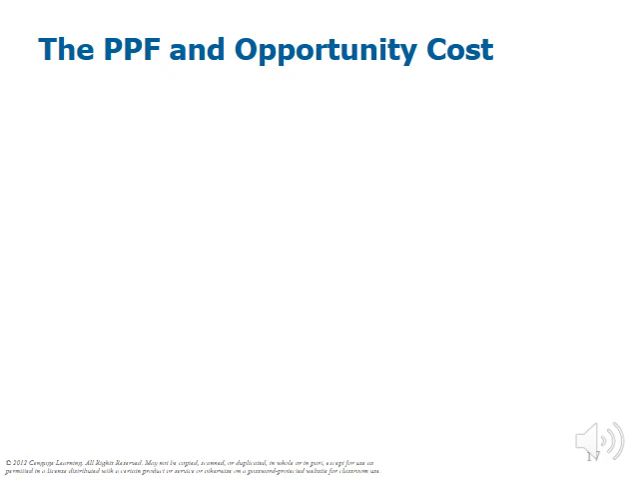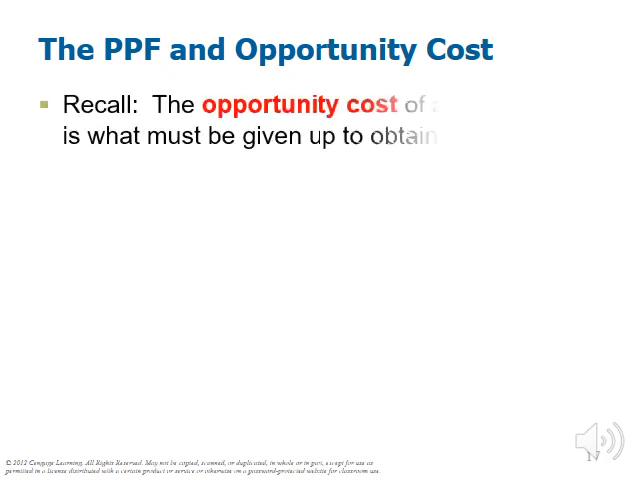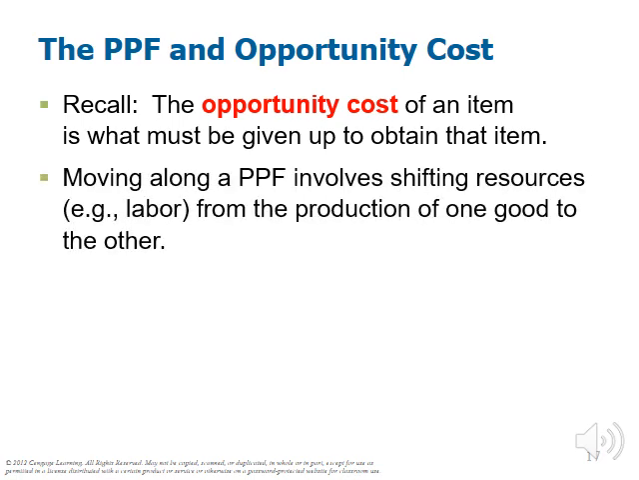The PPF can allow us to understand more about our key concept, opportunity cost. We defined opportunity cost as what must be given up in order to get something. Moving along the PPF involves shifting resources from production of one good to production of the other. In this process, we will gain more of one good, but necessarily lose some of the other. We can now quantify that trade-off, quantify that opportunity cost.